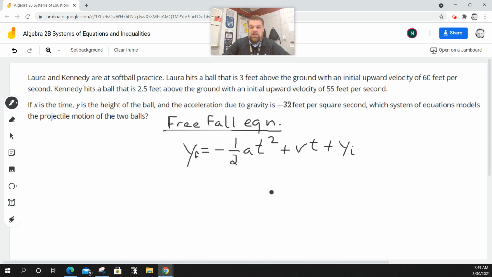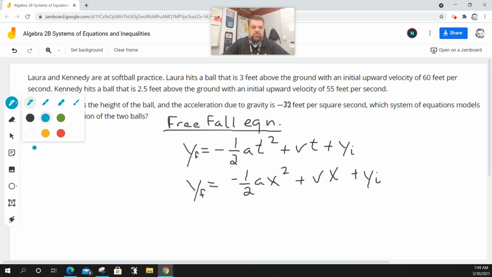Okay. So anyways, if we were to rewrite this in terms of x, you would say y equals negative 1/2 times a times x squared. We're just replacing the t's with x. Plus v times x plus the initial y. And then the final y. So we've got two things.